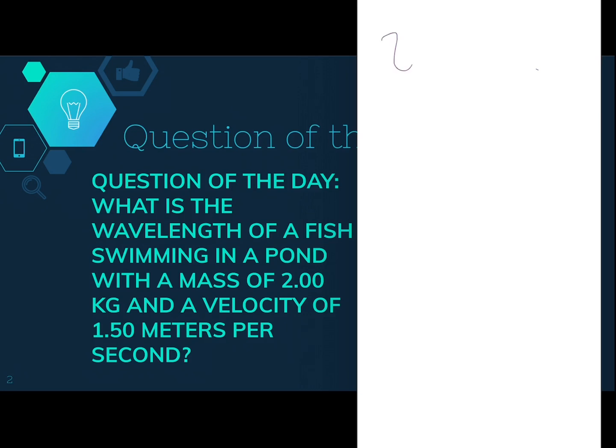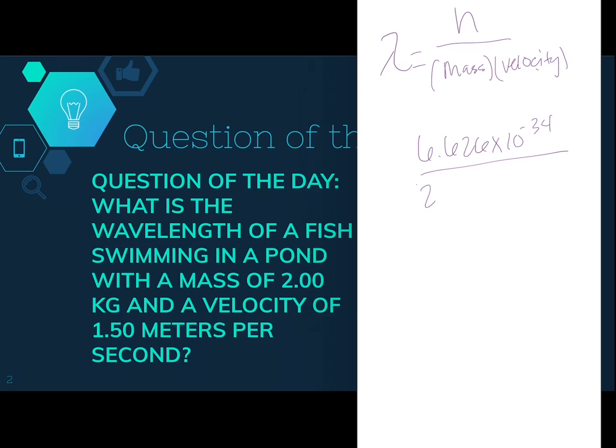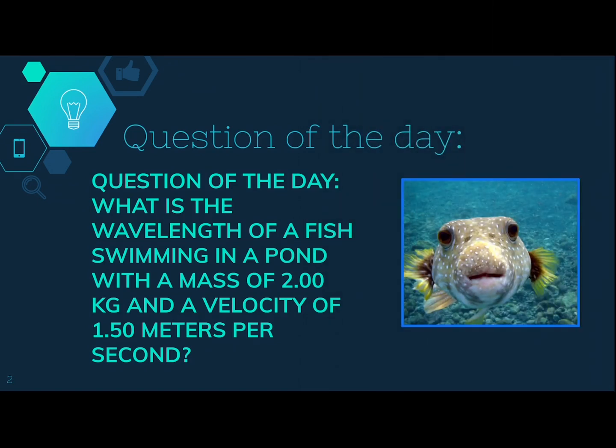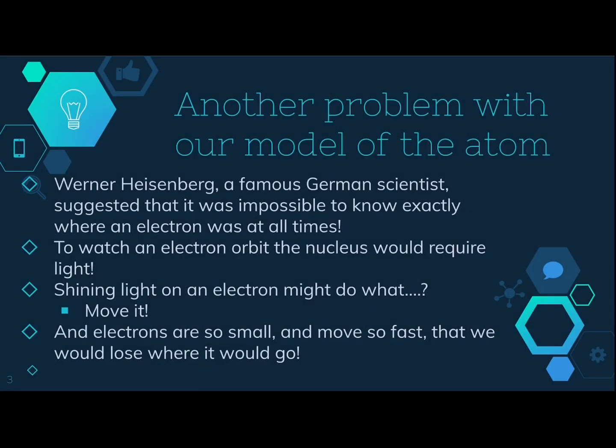Okay, so you need to use that new equation that you learned last class, or on the video if I had you during that snow day, but it looks like this. So we have wavelength equals Planck's constant, which is this number, divided by your mass, which is 2, times your velocity, which is 1.5. So you need to multiply those two numbers on the bottom and then do Planck's constant divided by that number to get your wavelength. I'll let you guys do that on your own.